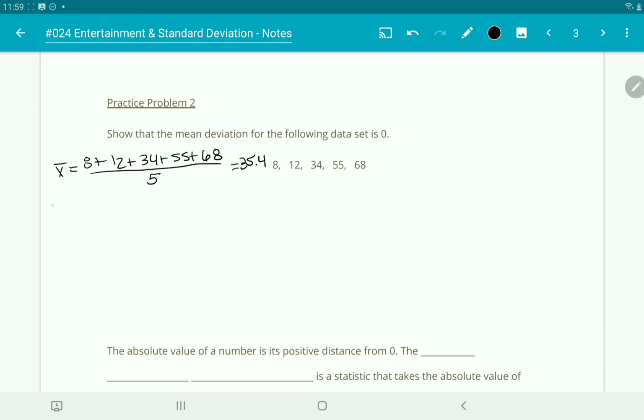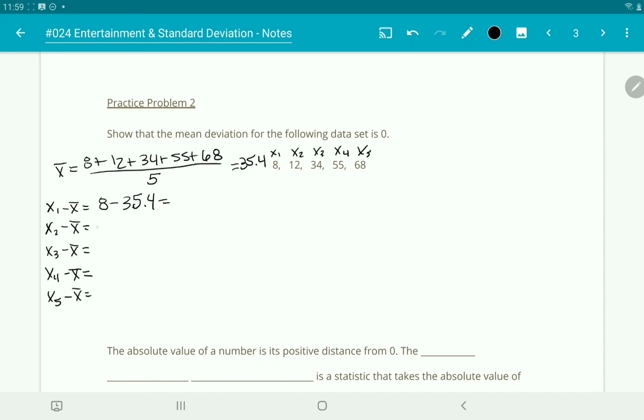So if we're doing each number, xi minus x bar, so x1 minus x bar, x2 minus x bar, that's all that means. And then we have to do it for all 5 numbers, so 1 through 5. Each one's going to be labeled x1, x2, x3, x4, x5. You're just taking each number. So x1 is 8, minus x bar, which is 35.4.